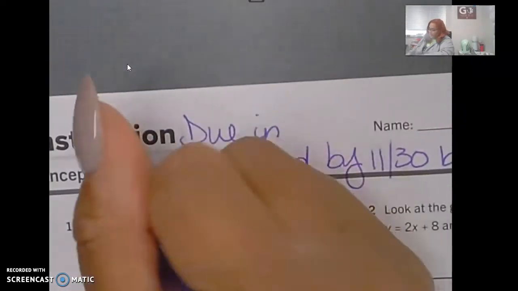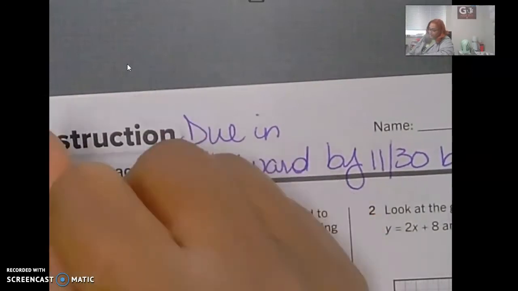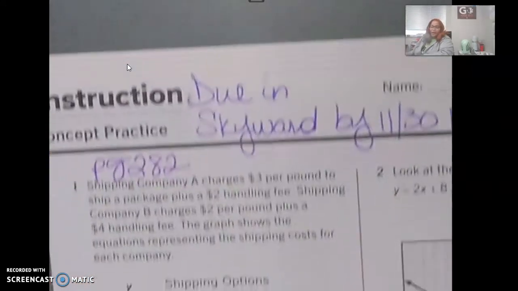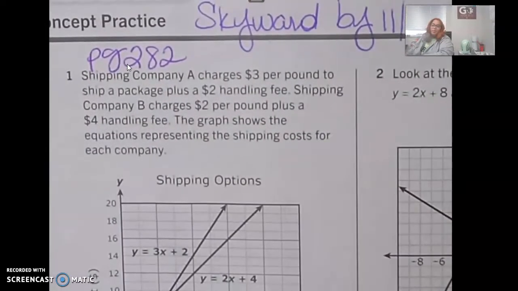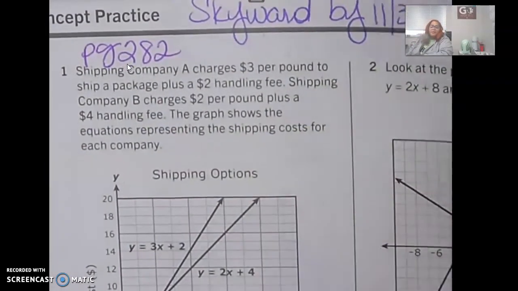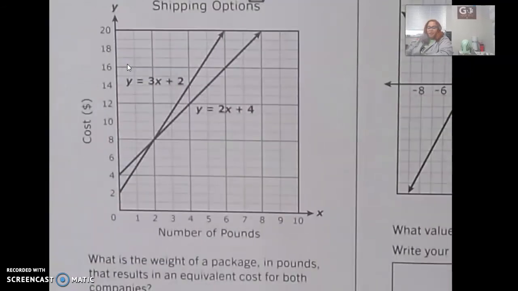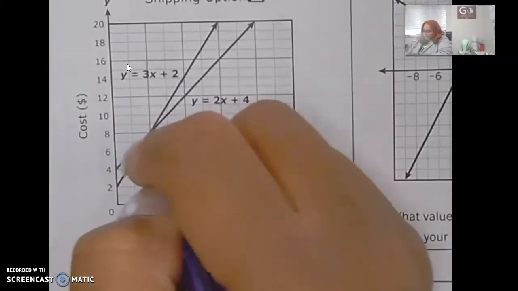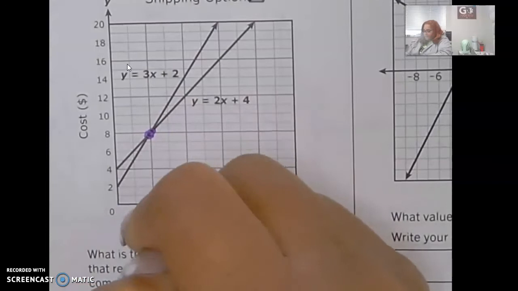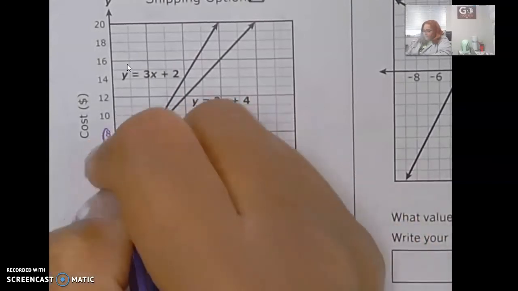All right, on the next page, 282. Shipping company A charges $3 per pound to ship a package plus a $2 handling fee. Shipping company B charges $2 per pound plus a $4 handling fee. The graph shows the equations representing the shipping costs for each company. So I'm going to look at where they intersect. That's where they're the same, where this is 2 pounds and this is $8.